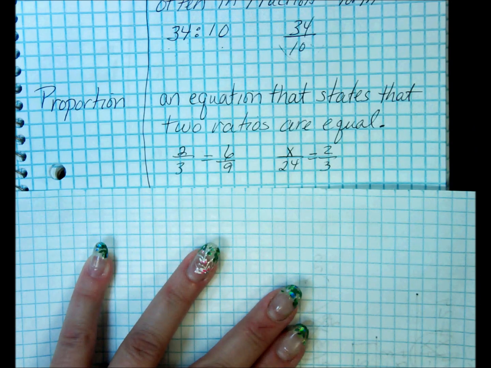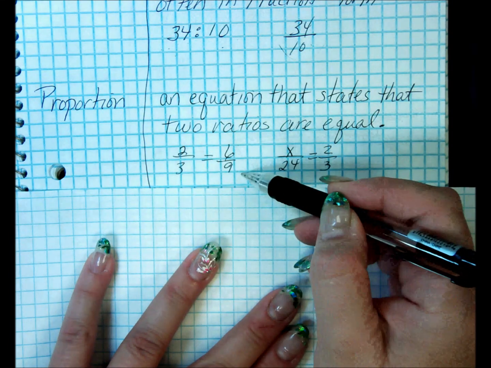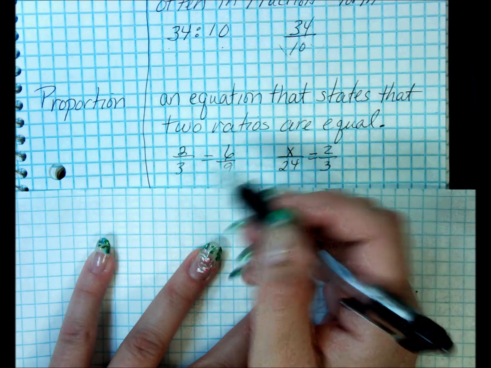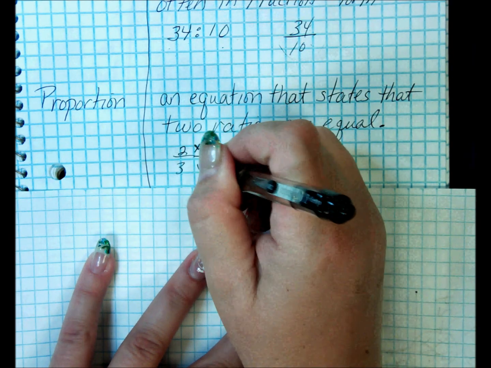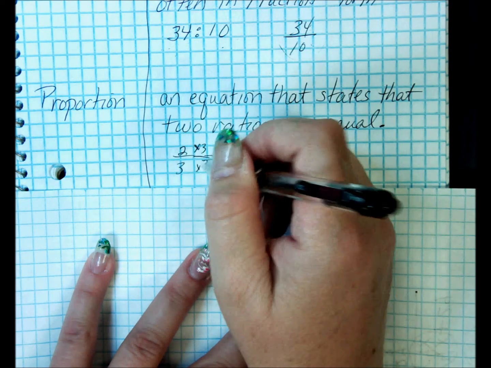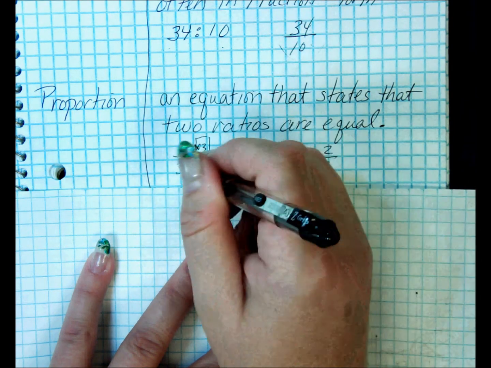A proportion is an equation that states that two ratios are equal. So we know the ratio of 2/3 is equal to 6/9. We can see that if we're not positive, because if we multiply this by 3 over 3, which is 1, I can multiply by 1 anytime I want. 2 times 3 is 6, 3 times 3 is 9.